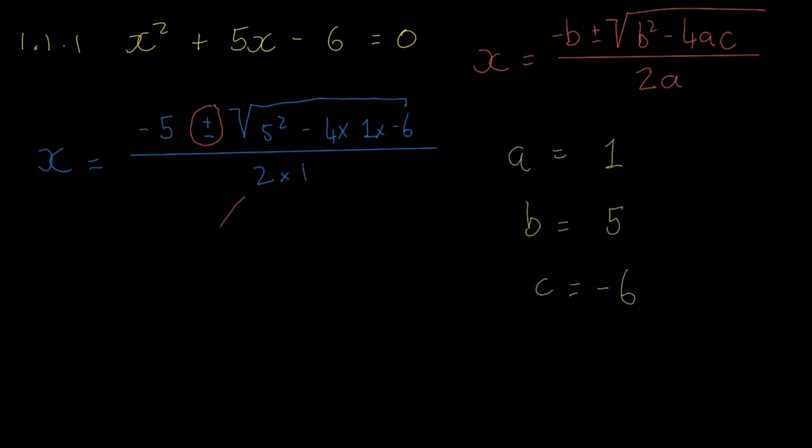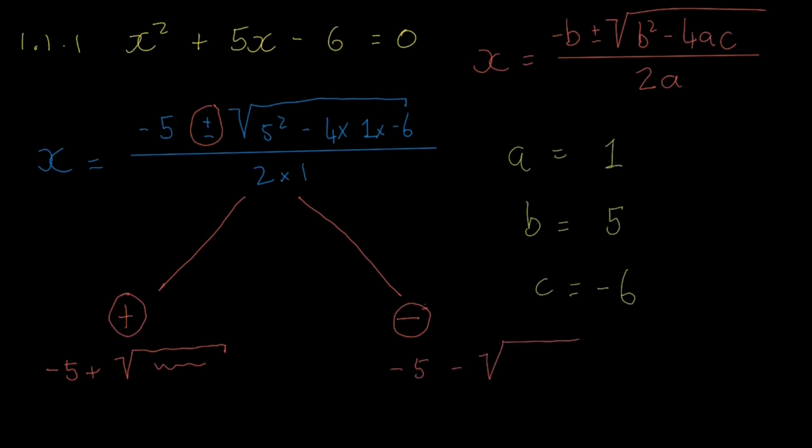Well, it's actually two different answers that you're going to be getting. The one where you use the plus and the other one where you use the minus. So for example, the plus one is going to be negative 5 plus your square root value, whatever's there, over your 2a, and your minus value is going to be negative 5 minus your square root value, whatever is there, over 2a. And the answers you should get in the end should be x is equal to 1 and x is equal to negative 6. So if you plug that into your calculator, you should get those two values.